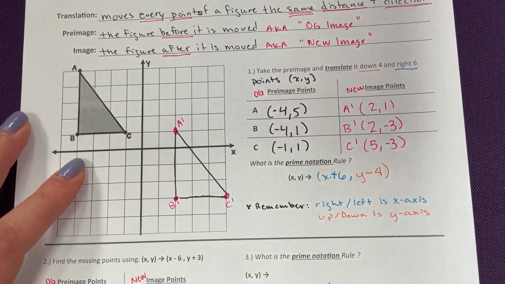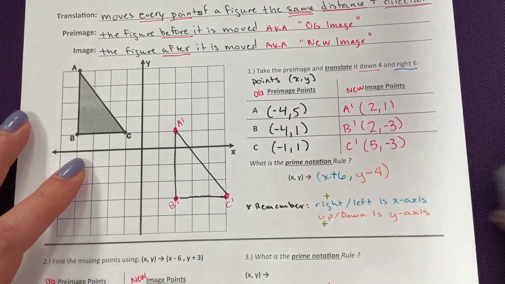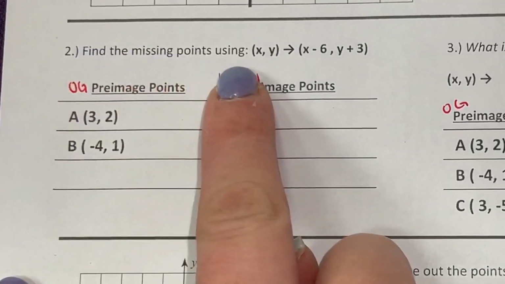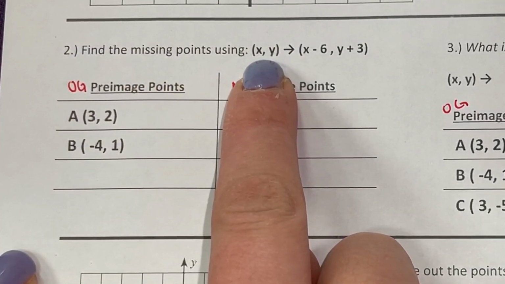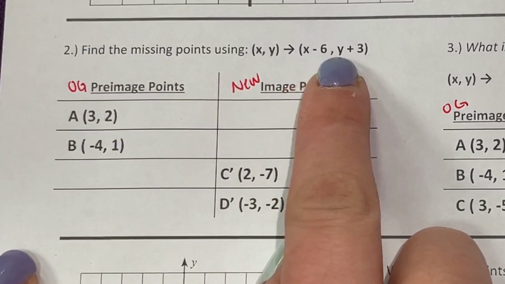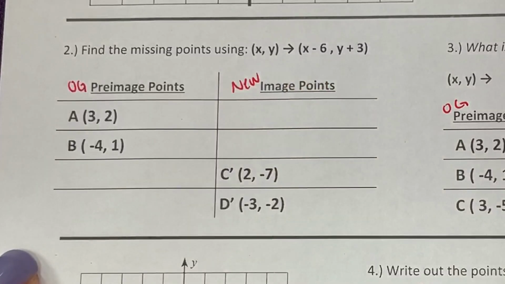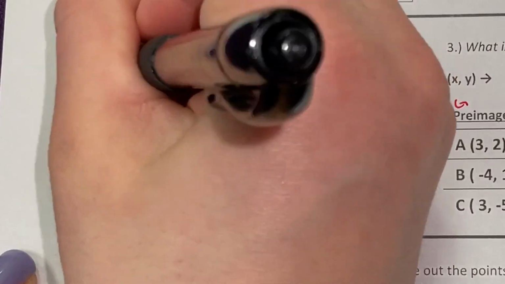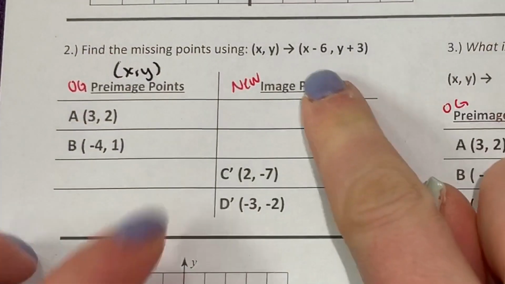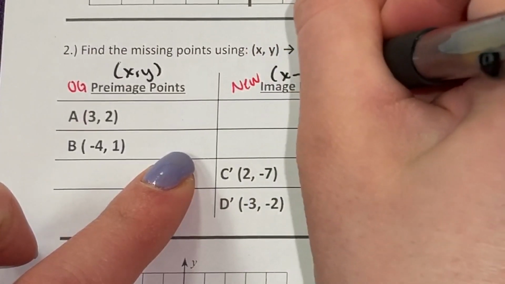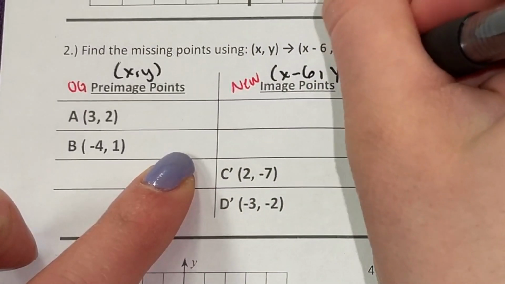Now, if you want to write some notes above, and below these, right is positive, up is positive, left is negative, down is negative. So we're going to find the missing points using the prime notation rule that x, y translates to x -6, y +3. So what I'm going to do here is I'm going to write some little notations. X, y is the pre-image, okay? And then the image is after you translate it and do x -6 and y +3, okay?